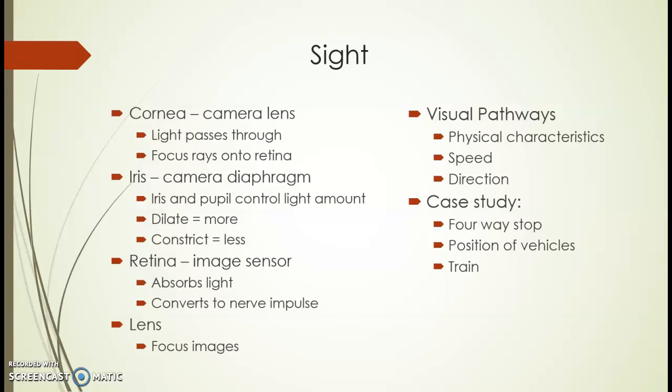The visual pathways in the central nervous system allow people to see the physical characteristics of an object along with how fast it is moving and which way it's moving, and it allows a person to gauge the distance of an object. For this case study, vision would allow the bicyclist to see that it is a 4-way stop, to see the position of the other vehicles, and to see if a train is coming.